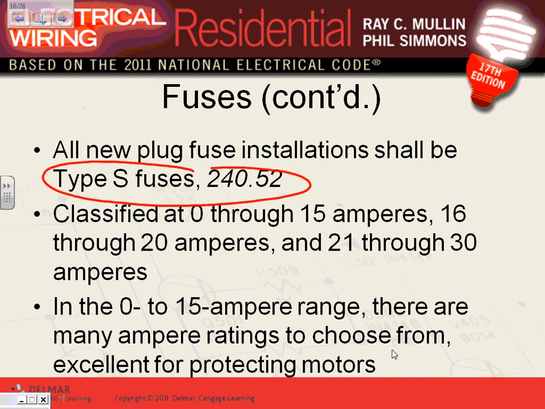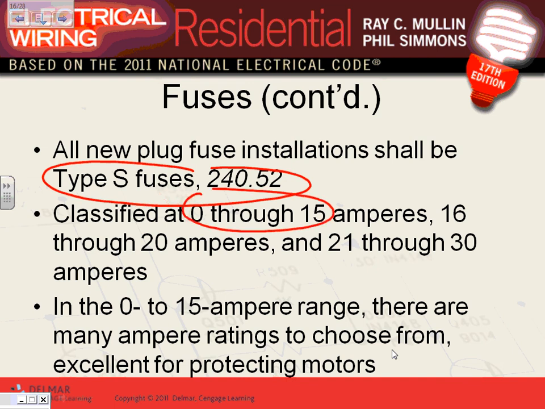Because of all of this, the smarter ones started using the S fuses, the type S, where they have that little piece that you stick inside the plug-in fuse, and it will limit you to certain sizes. So if it's 15 amp, it'll limit you up to 15 amp, 20 amp up to 20 amp, and 30 amp up to 30 amp. Here are the ranges that we use.